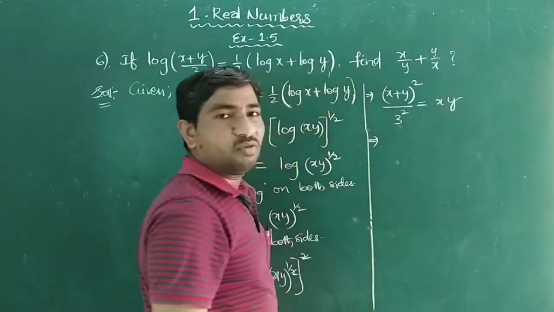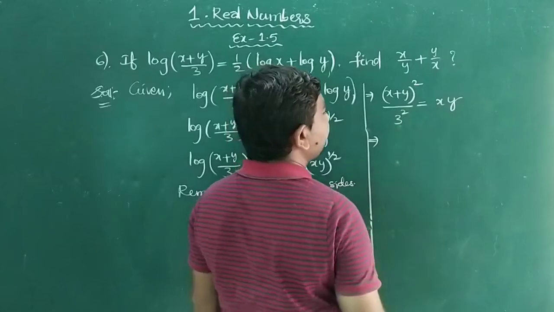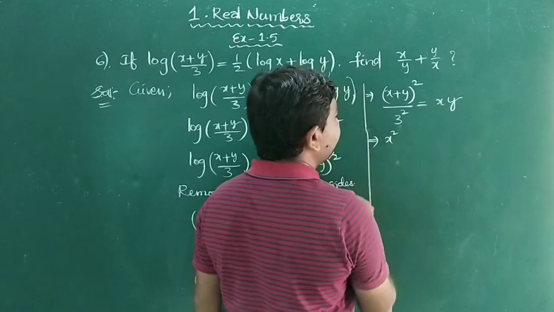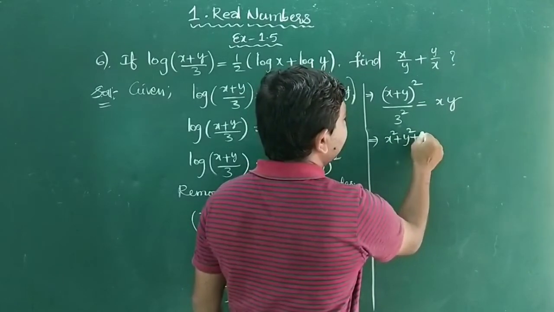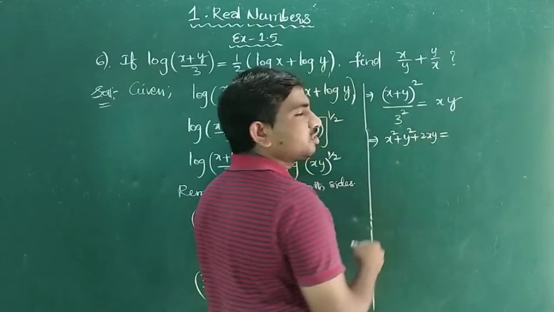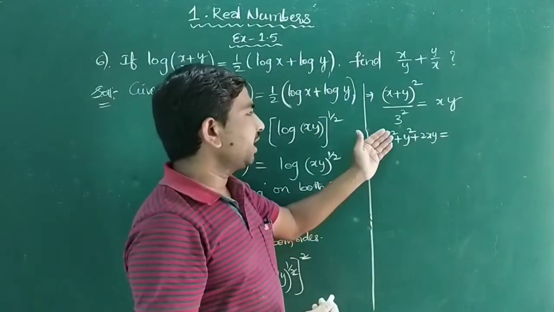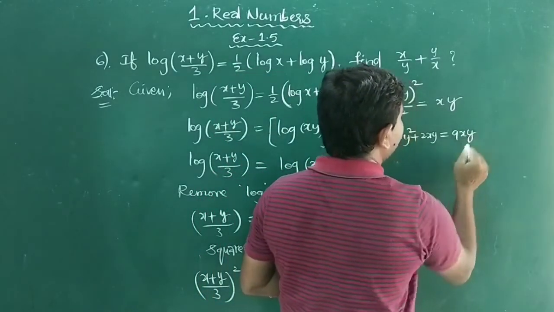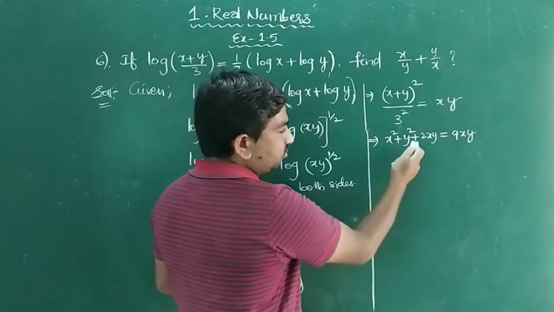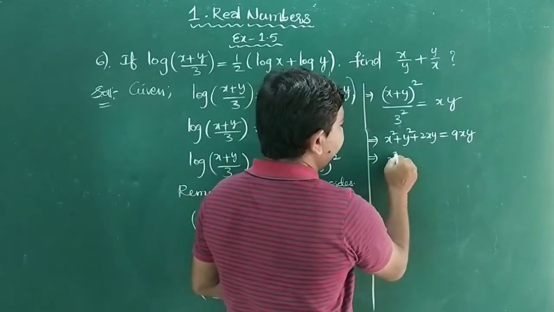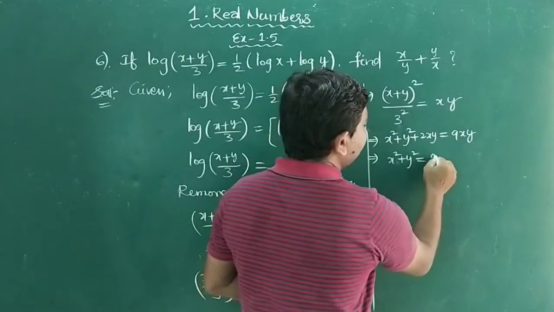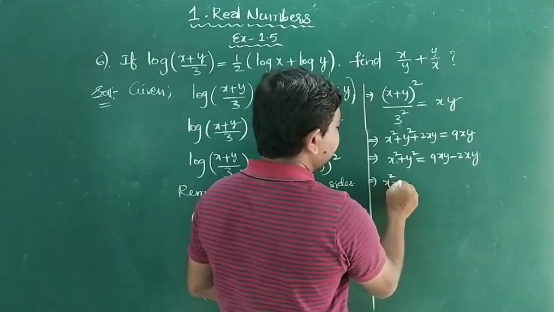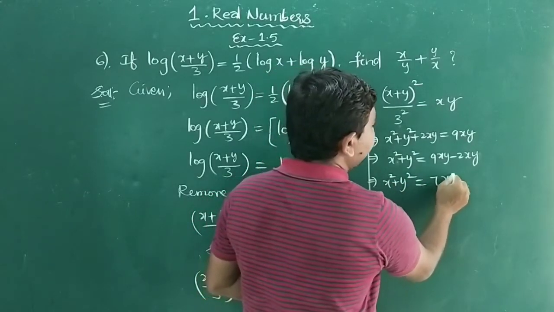So this can be written as what? (x plus y) whole square, in the form of (a plus b) whole square: a square plus b square plus 2xy is equal to 9xy, since the 3 square value is 9 is sent outside. This 2xy is sent outside. The remaining x square plus y square is equal to 9xy minus 2xy. So finally, x square plus y square is equal to 7xy.